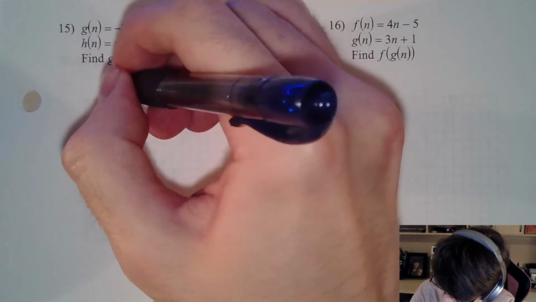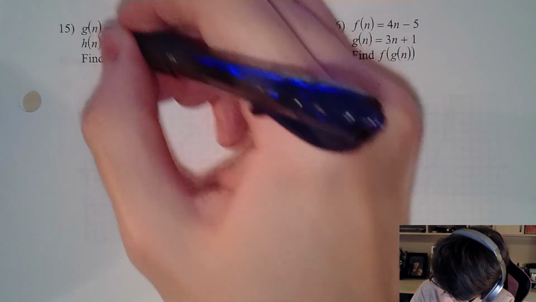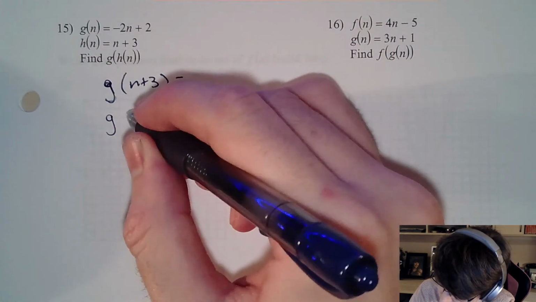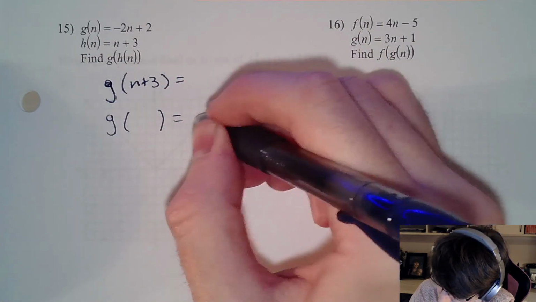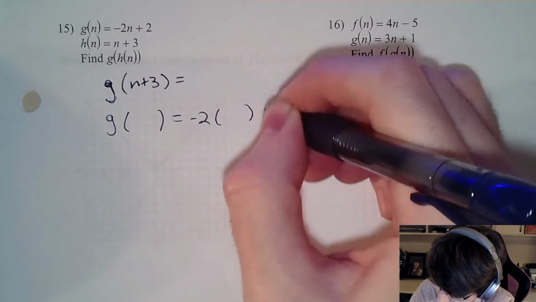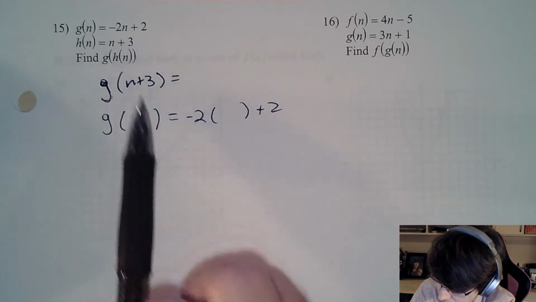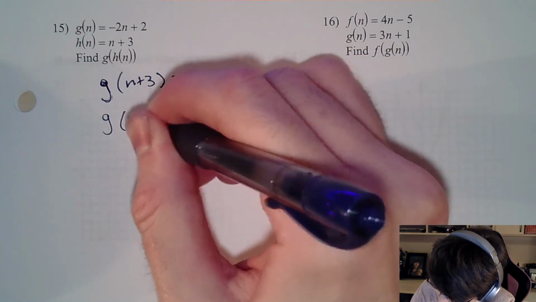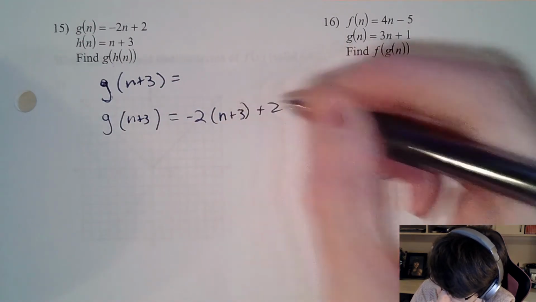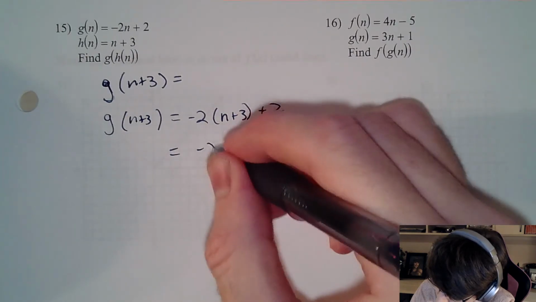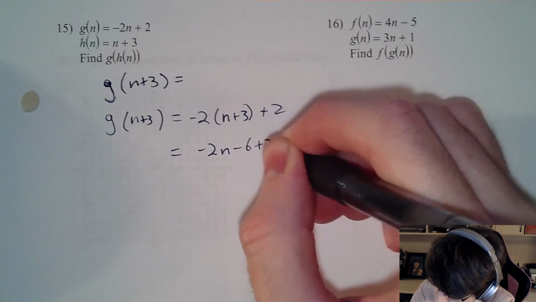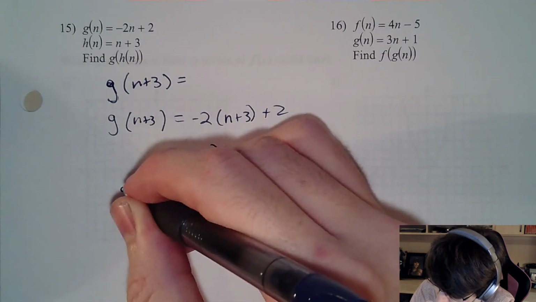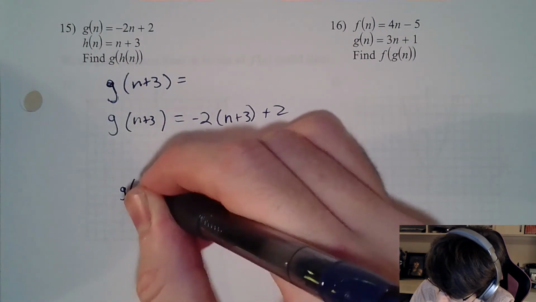Again, I encourage whenever you have these guys to first practice writing those blank spots. So this time I'm not going to write it above it. I'm just going to write it right here. We have a g of a blank is going to be negative 2 times that blank plus a 2. There's the blank. There's the blank. And we're slotting in n plus 3. Let's do that simplifying. Negative 2n minus 6 plus 2. Negative 2n minus 4. And writing the original notation, g of h of n.